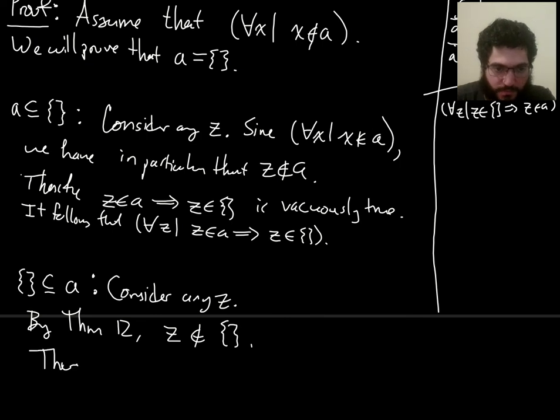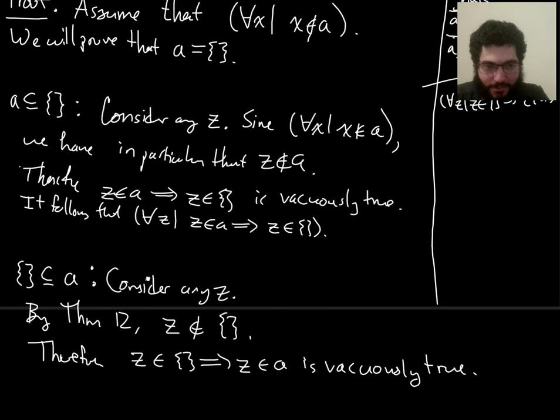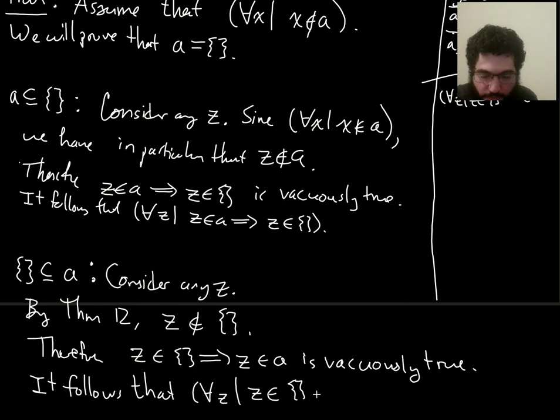Therefore, this implication, z in empty set implies z in A, is vacuously true. The hypothesis is false. You can see I'm cutting out some typing from the recording here. And so it follows that for all z, z in empty set implies z in A. So that was the universal generalization. Starts here and ends here. And that's it for the proof.